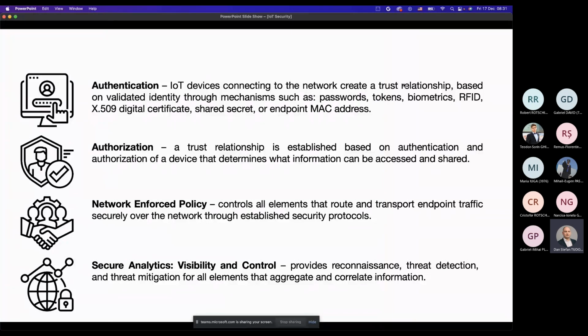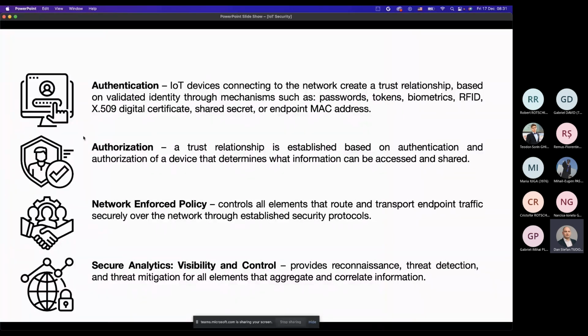And given the fact that you don't necessarily have control of your devices, they are deployed in maybe a hostile environment where they can easily be tampered with. You need to have a way to actually validate the identity of the device and the user through mechanisms which are quite, let's say, known to you: passports, tokens, biometrics, RFID, and so on.